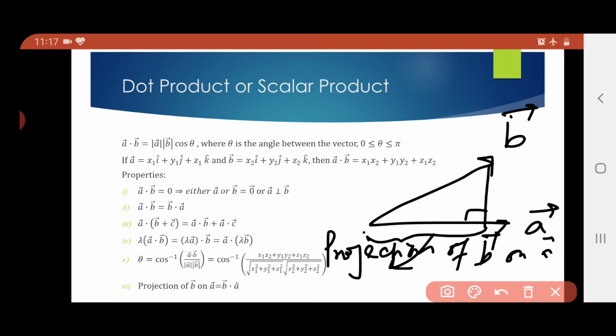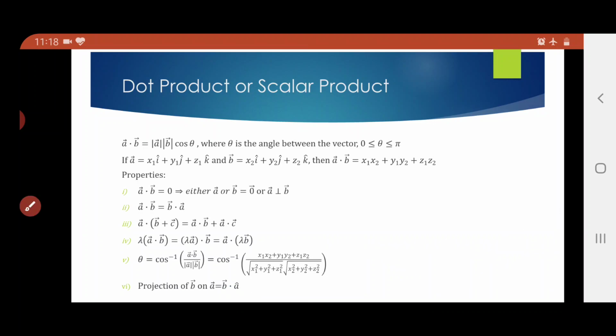So basically projection of B on A means the length that is given by the perpendicular which we drop from the vector B on vector A, and this value is given by B vector dot A cap. B vector dot A cap means the dot product between the vector B and the unit vector along the direction of A. So that is your projection of the vector B on the vector A.